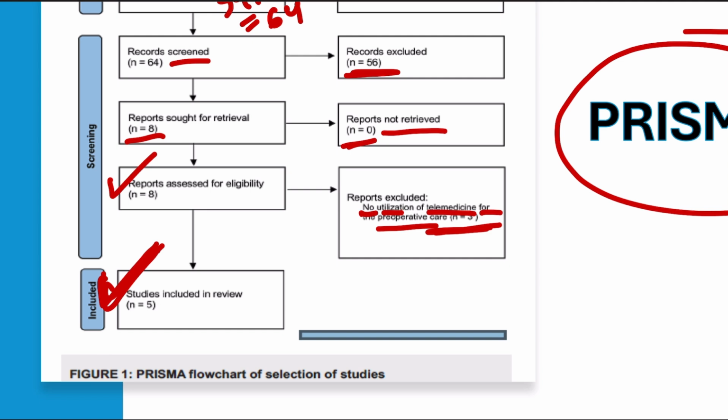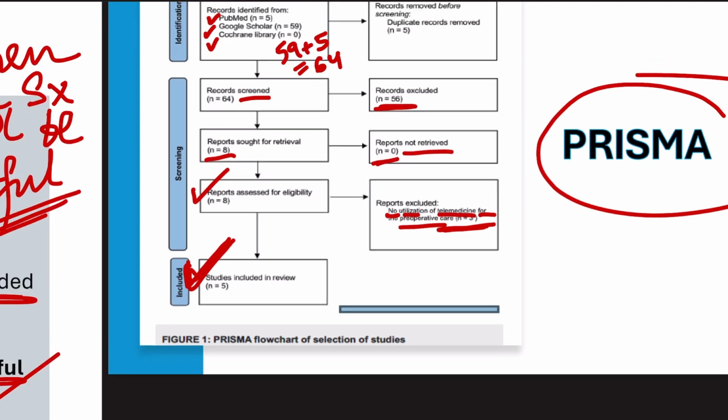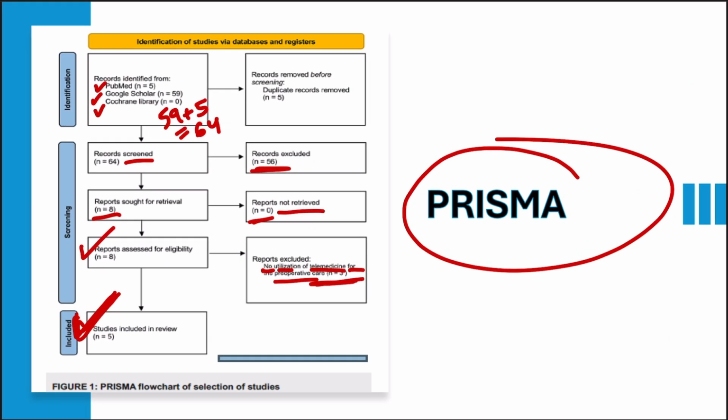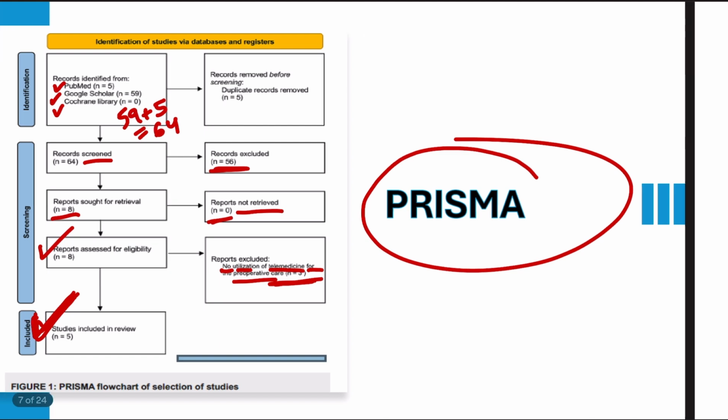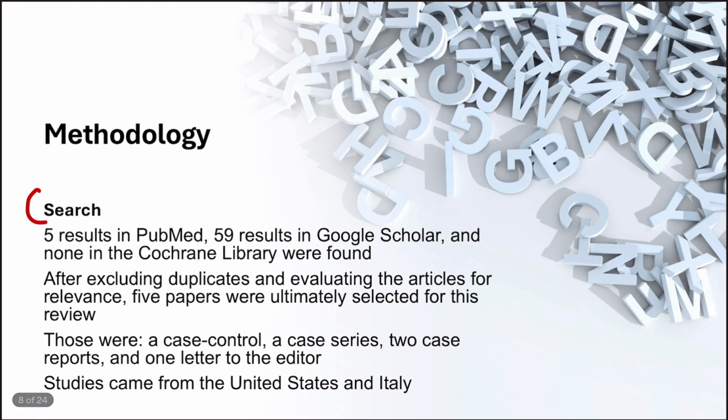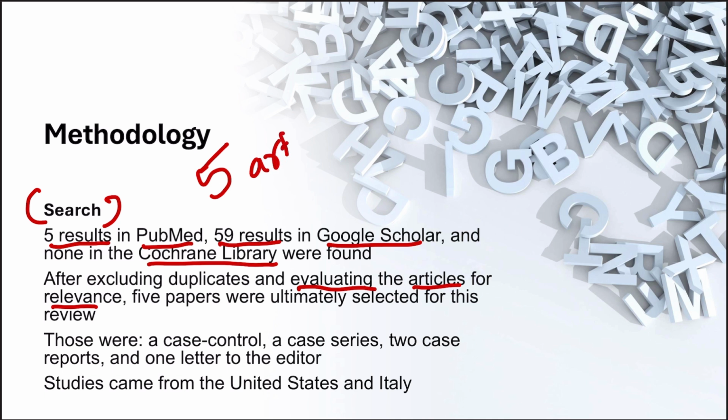So what are those studies? I will be discussing that later. This is basically the PRISMA, that is, how they selected the studies for this systematic review. At the end, they were left with 5 studies. Now, coming to the search, there were 5 results in PubMed, 59 results in Google Scholar, and 0 results in the Cochrane Library. After excluding the duplicates and evaluating the articles for relevance, they finally found a total of 5 articles which were included in this systematic review.